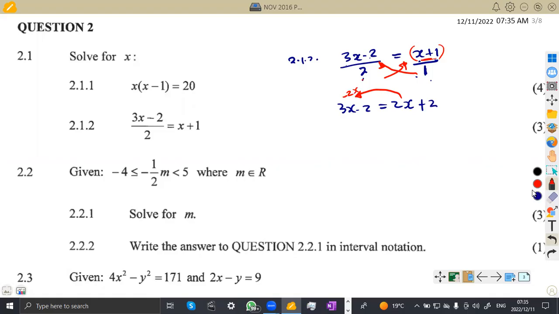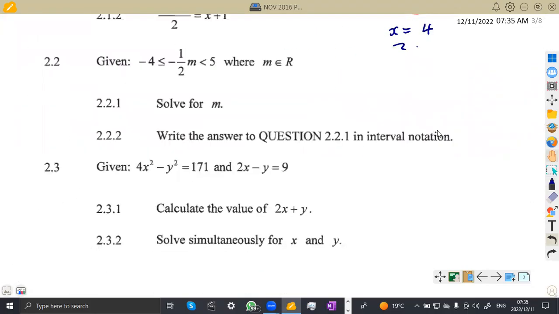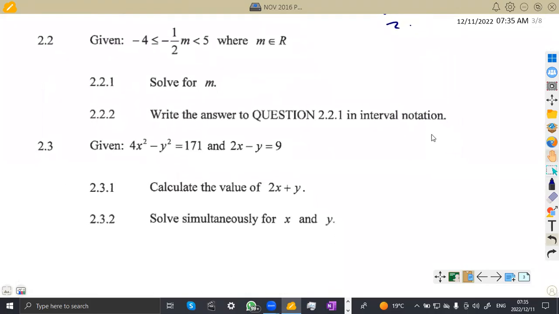This will be minus 2x. So it's 3x minus 2x, which is x, is equal to... we transpose also negative 2 to the other side of the equation. It is going to be a positive. It was a negative; once it crosses the equal sign, it's now a positive. So we've got 2 plus 2, which is a 4. So our x will be a 4 on that one. All right, so that was the consideration there.